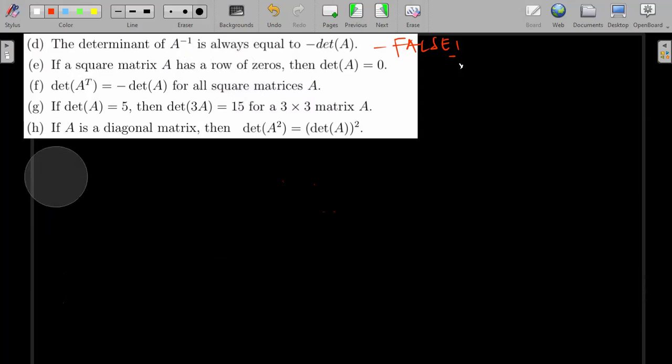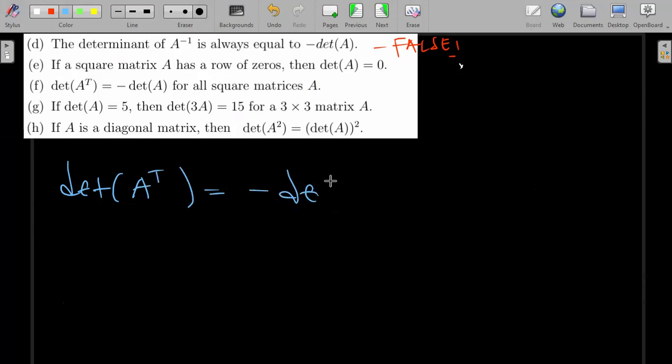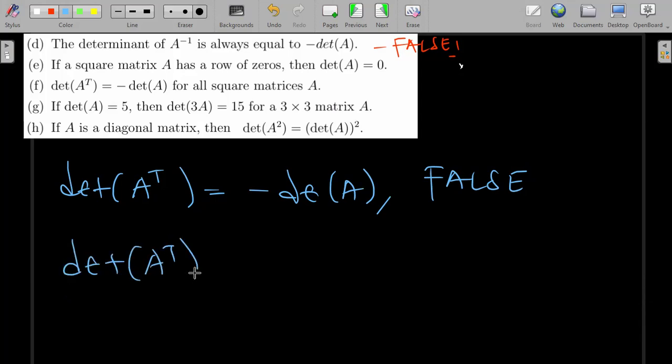And then we look at F. They're saying the determinant of A transpose is equal to minus the determinant of A. Is this statement true or false? This statement is false, because by definition, you can check your notes, the determinant of A transpose is equal to the determinant of A.